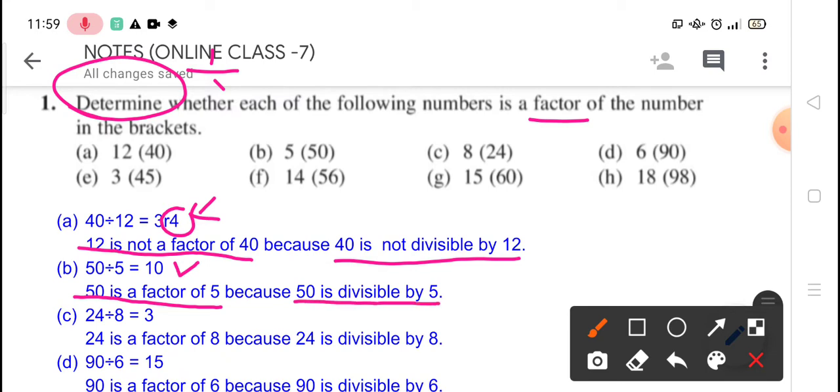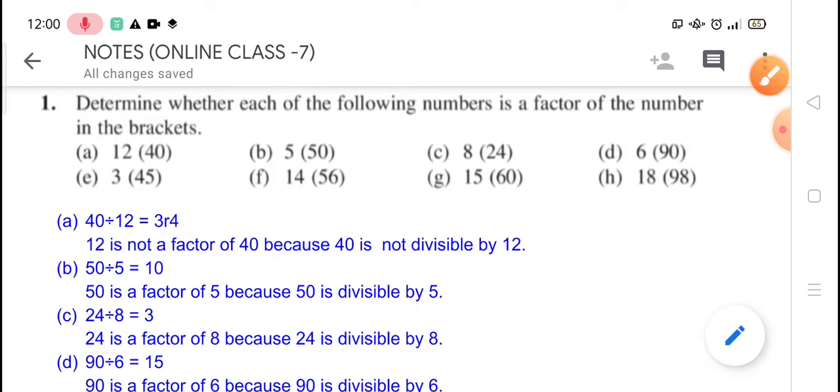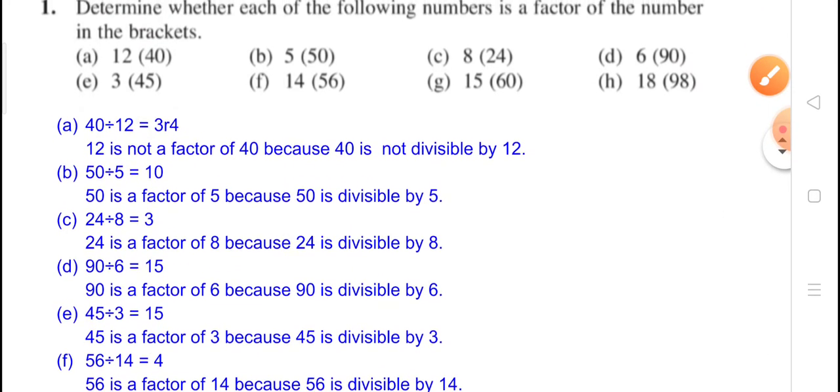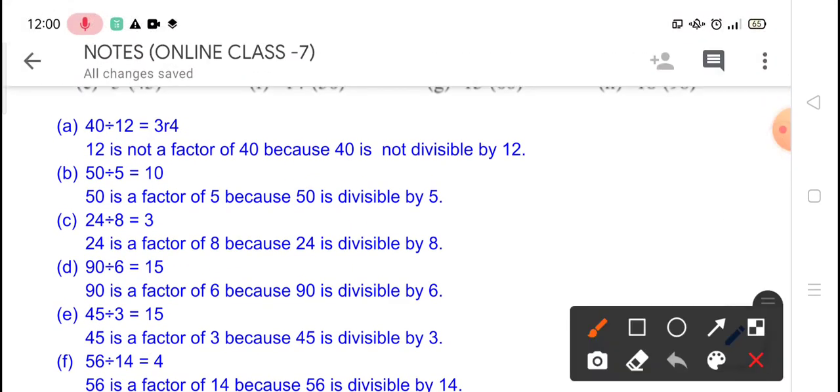Okay. Next, 24 divided by 8. Yes, we get 3. So we make the conclusion that 8 is a factor of 24. Why? Because 24 is divisible by 8. Hopefully your answer is also complete with the reason why this is a factor or why it's not a factor. Okay, if you didn't write it, please add on with your red pen. Thank you. Next question D. 90 divided by 6, we get 15. Hence, we make the conclusion that 6 is a factor of 90 because 90 is divisible by 6.